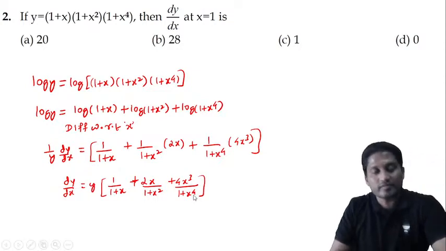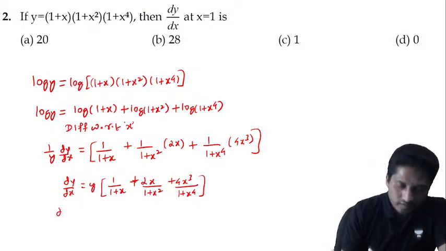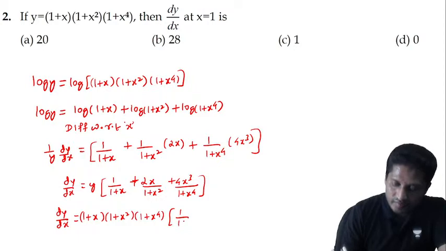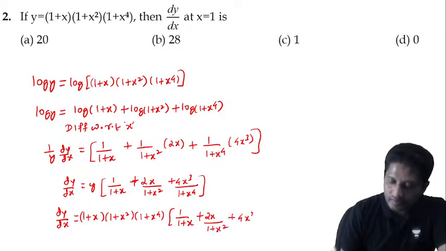Right, now I'll substitute the value of y. Dy by dx is equal to 1 plus x into 1 plus x square into 1 plus x power 4, into a bracket, 1 upon 1 plus x plus 2x upon 1 plus x square, okay, and then 4x cube upon 1 plus x power 4.